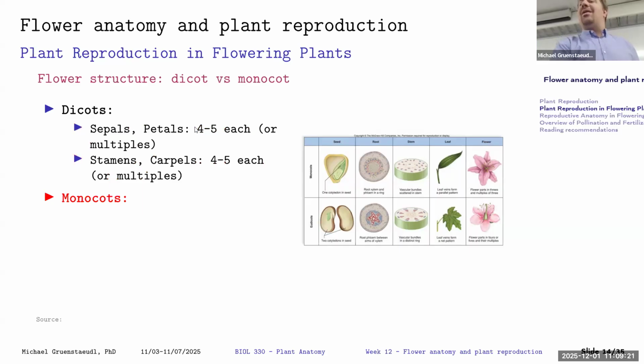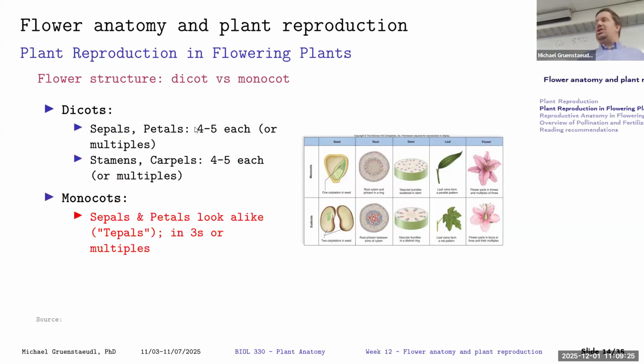Now, we don't call them sepals and petals there because we don't actually have that differentiation. This is why we call the vegetative parts of flowers in monocots the tepals. But nonetheless, the tepals have 3 or a multiple of 3 in monocots. And same with the stamens and the carpels. They are 3 or a multiple of 3 in the monocots.